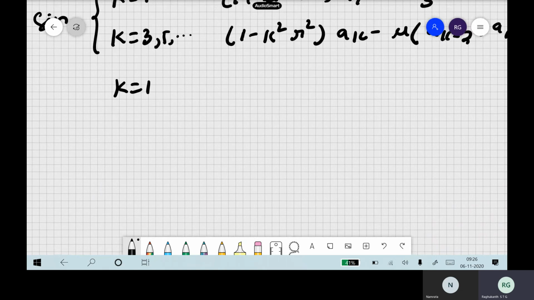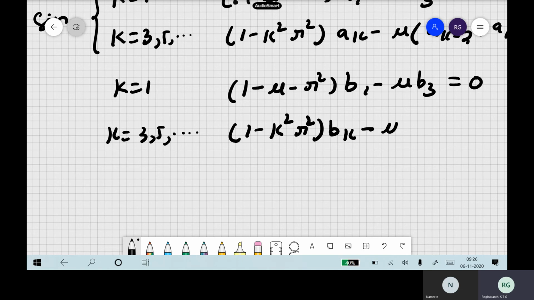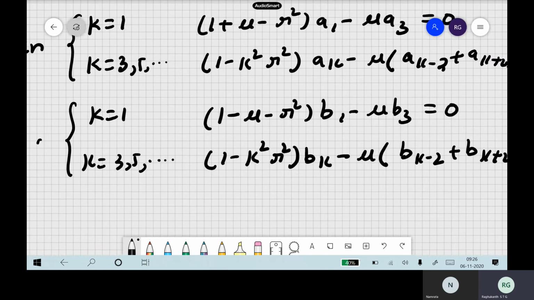Now similarly you can write for the cos terms also. This becomes 1 minus mu minus r square times b1 minus mu times b3 equal to 0. And for all other higher order terms, 3, 5 and so on, we can write 1 minus k square r square times bk minus mu times bk minus 2 plus bk plus 2 equal to 0. So this is for the cos terms.